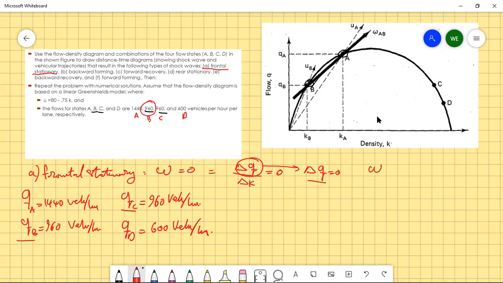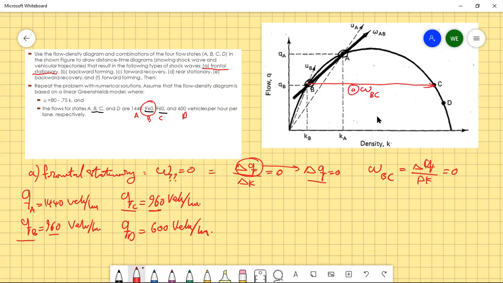So it's omega BC equal 0, equal delta Q by delta K equal 0, because it has the same flow rate. So that was basically omega BC. That's the first requirement, A, frontal stationary. Is it clear, guys? Okay? Let's go to backward forming.